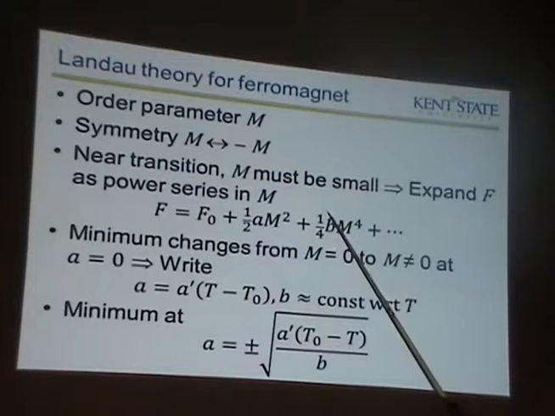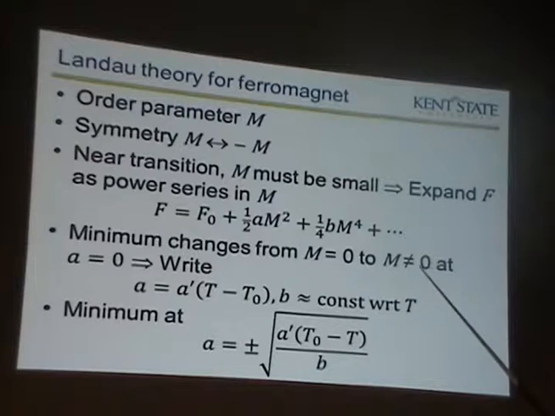Okay, if b is positive and a is positive, then the free energy is just going up. The minimum's at m equals 0. On the other hand, if b is positive but a is negative, then the free energy starts at some value at m equals 0, goes down with the m squared term, then goes back up again from the m to the 4th.